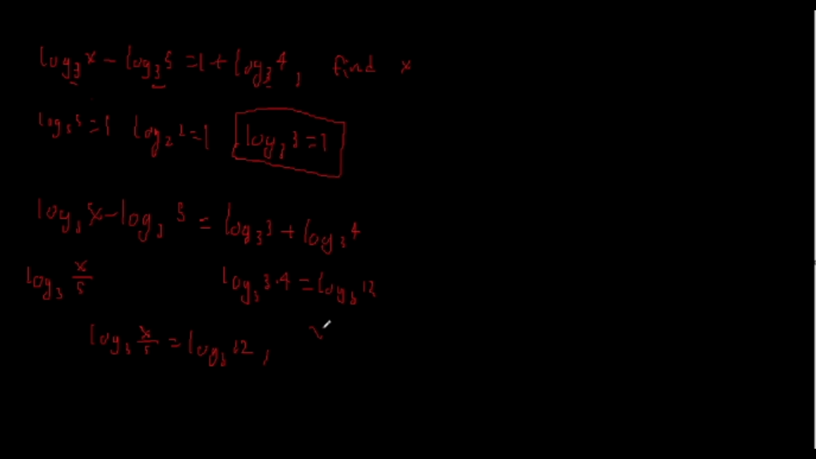So then we say that x divided by 5 is equal to 12. X is equal to 5 times 12. Therefore, x is equal to 60. There.